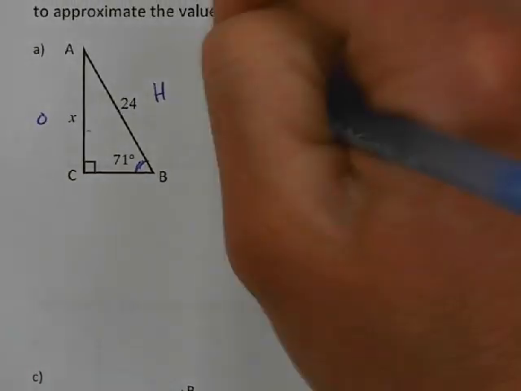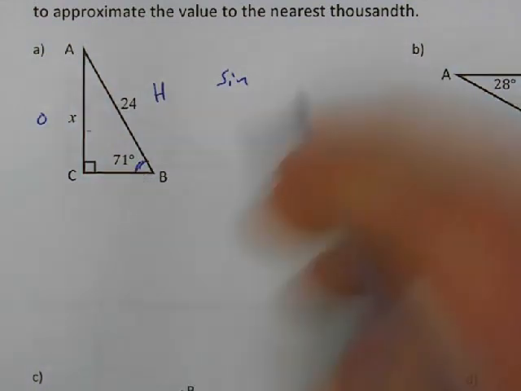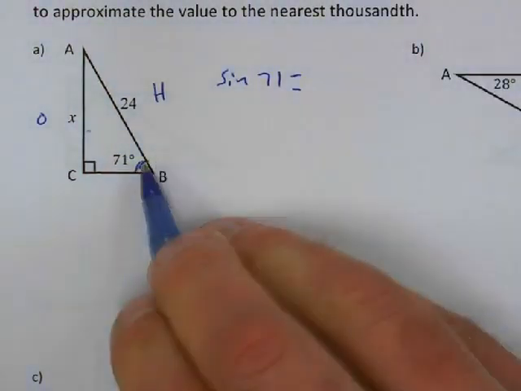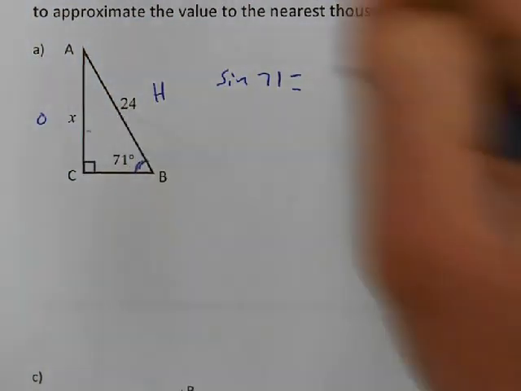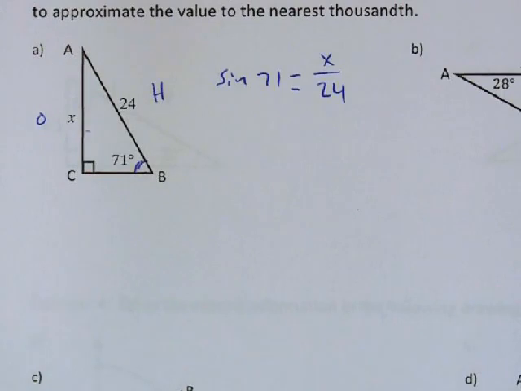Okay, so then we know the sine of our angle. It's always sine of an angle. So sine of 71 degrees, we know that equals what? Well, x over 24. Okay, and then there's our equation. And then once we have an equation, well, sure, we can solve that for x. We just got to do some algebra.